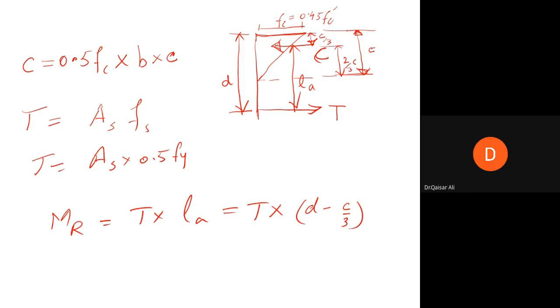And T is equal to As Fy. So Mr will be equal to 0.5 As Fy into d minus c by 3. c is small c, okay, not capital C.